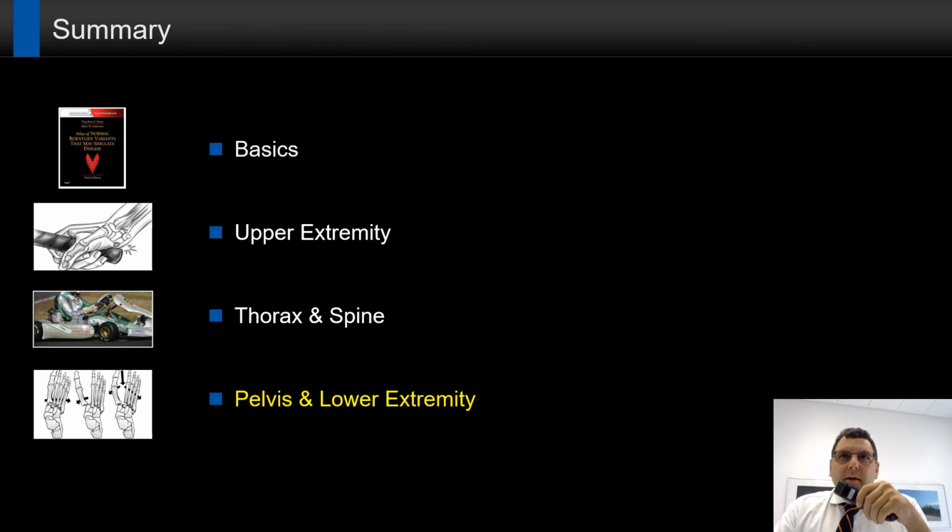So in the past minutes we have talked about some basics, the upper extremity fractures, the thorax and spine, and my case which I did poorly in this race driver, and then about the pelvis and lower extremity fractures.